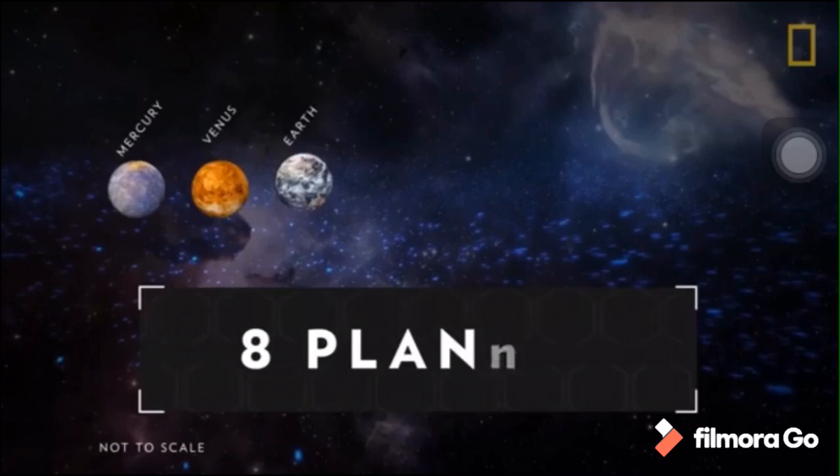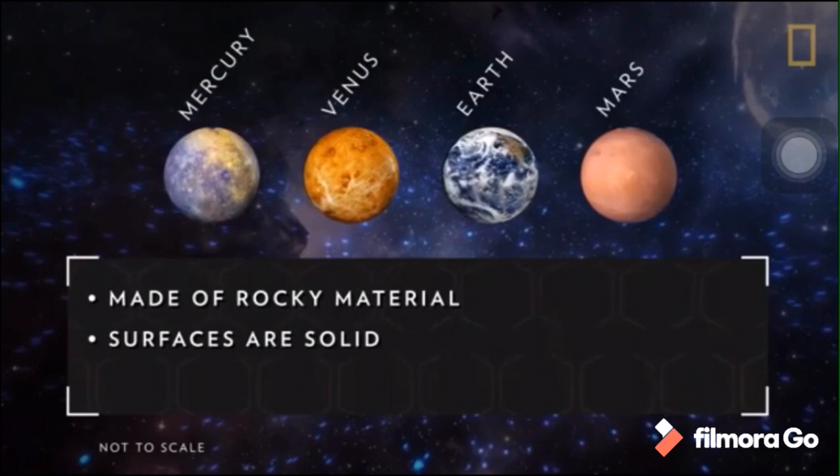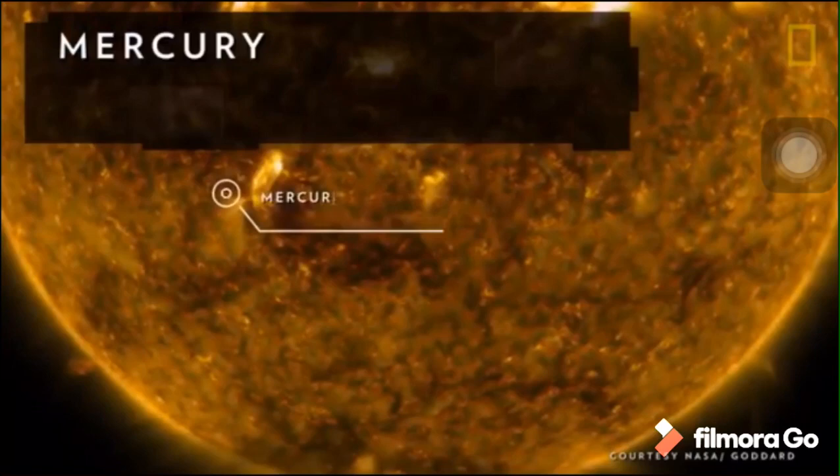Revolving around the sun are eight planets. The planets are divided into two categories based on their composition, terrestrial and Jovian. Terrestrial planets, including Mercury, Venus, Earth, and Mars, are primarily made of rocky material. Their surfaces are solid, they don't have ring systems, they have very few or no moons, and they are relatively small.